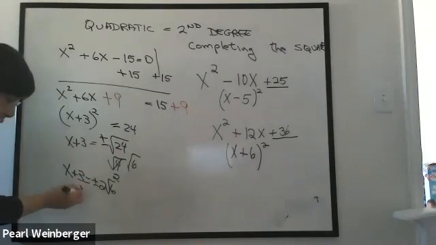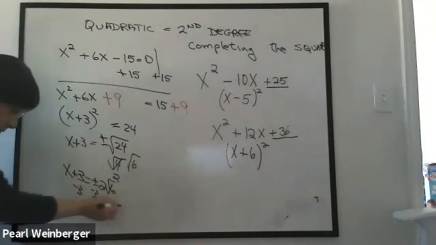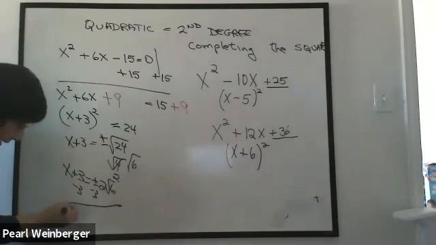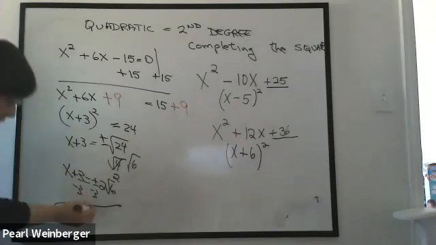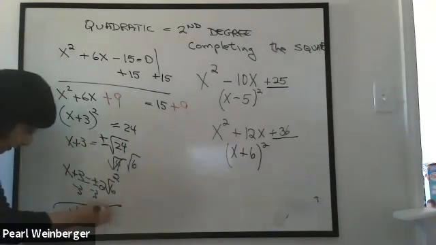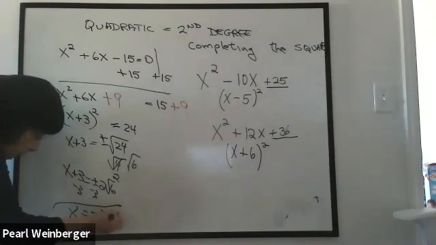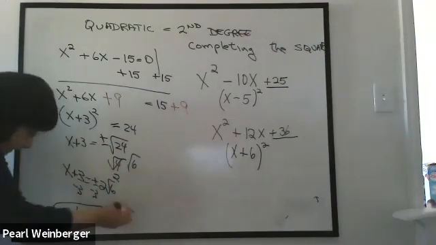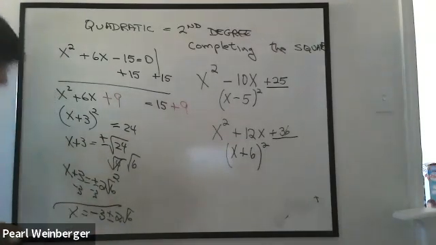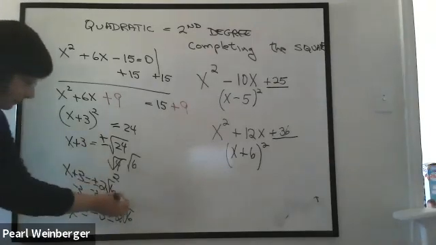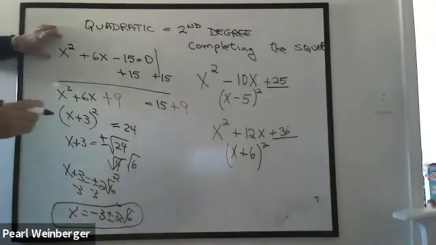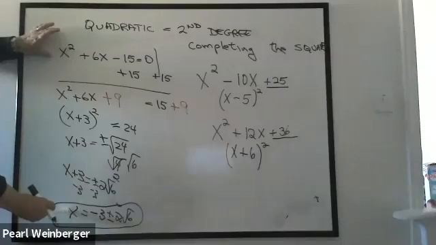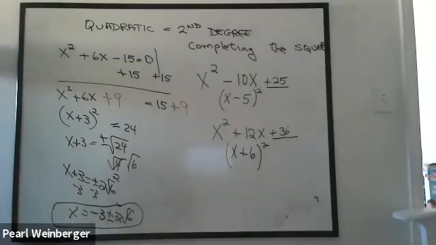And now just bring the 3 to the other side. That gives me x equals, remember the number I bring from the other side always goes first, so that's negative 3 plus or minus 2 radical 6. Notice these are not like terms, so this is my answer. Look at this. I had a quadratic equation that was not factorable, but yet I could solve it using this completing the square method.